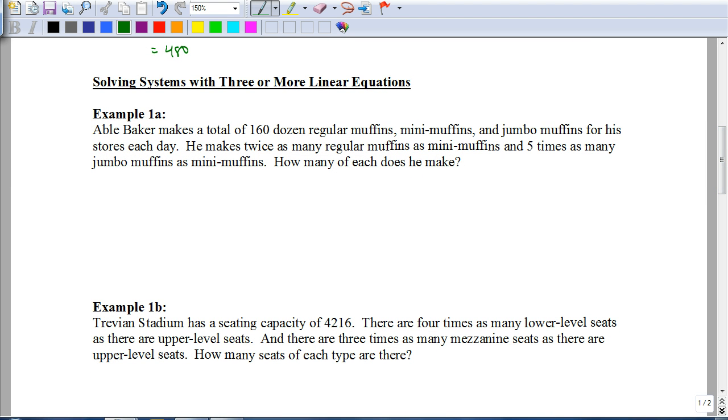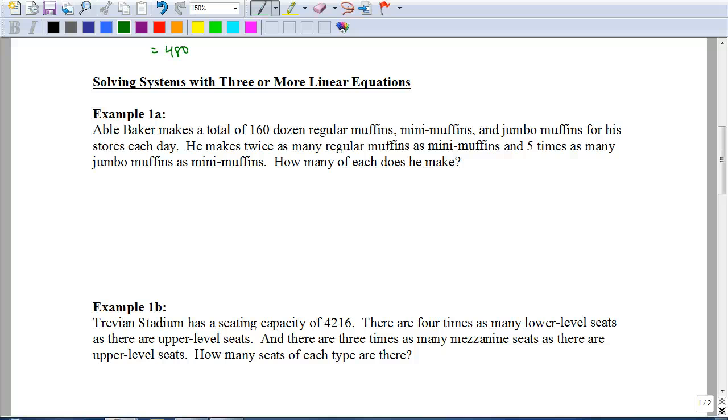Now this next problem is, again, a little tricky to set up. It says Abel Baker makes a total of 160 dozen regular muffins, mini muffins, and jumbo muffins for his stores each day. He makes twice as many regular muffins as mini muffins, and 5 times as many jumbo muffins as mini muffins. How many of each does he make?